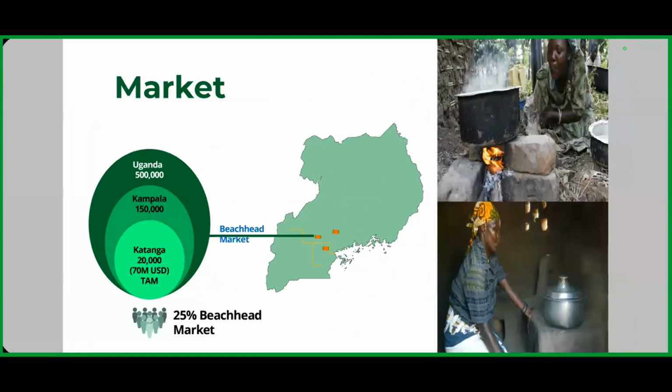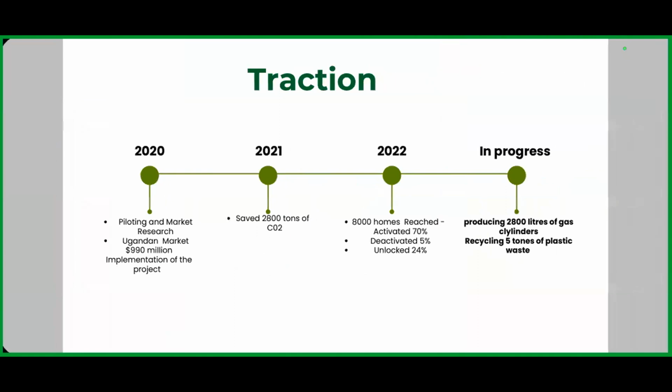In our journey to enhance and boost clean energy in the rural setting, we are targeting 20,000 households, that is our beachhead market in Katanga, to access clean and affordable energy. Since our inception, we have impacted over 15,000 households with our clean and affordable energy. We have saved 2,800 tons of carbon, reached 8,000 homes, and currently we are producing 2,800 liters of gas. Those are the cylinders, and monthly we recycle between 5 to 8 tons of plastic waste.